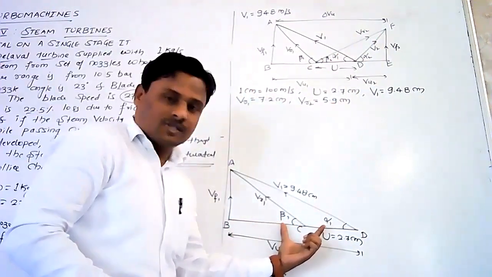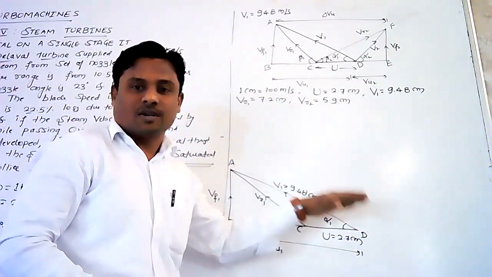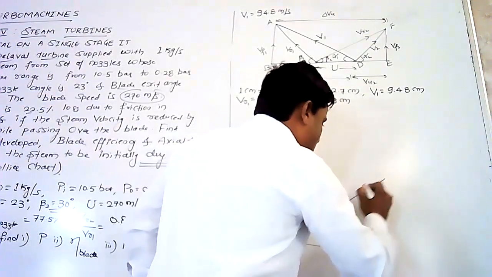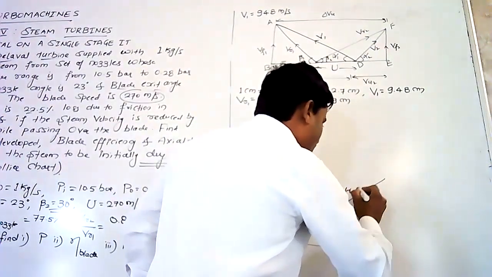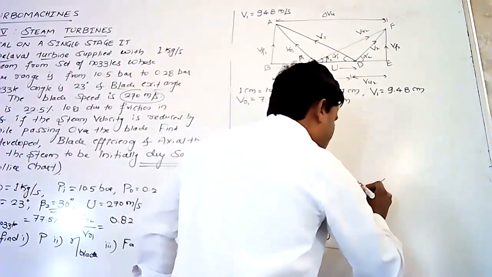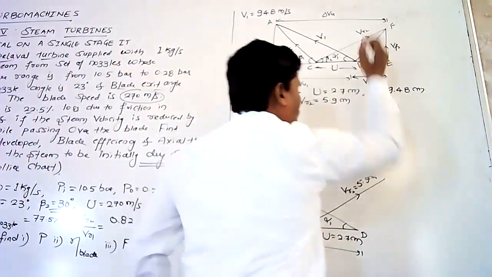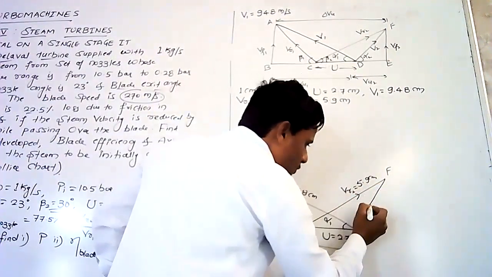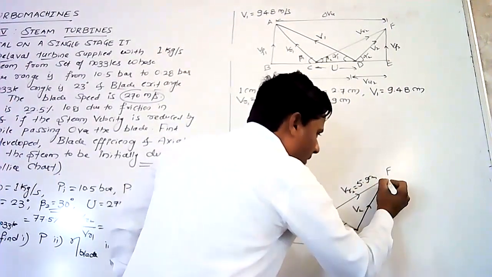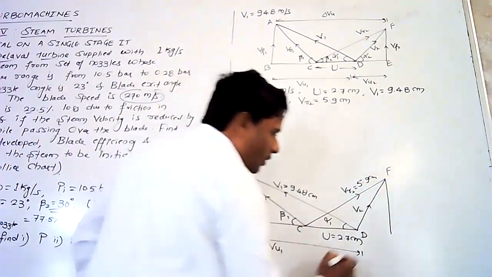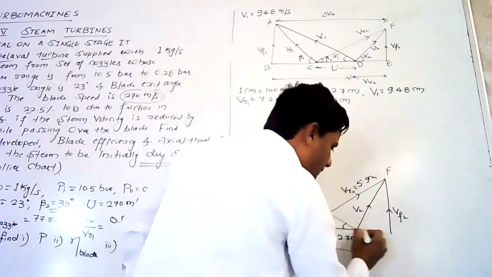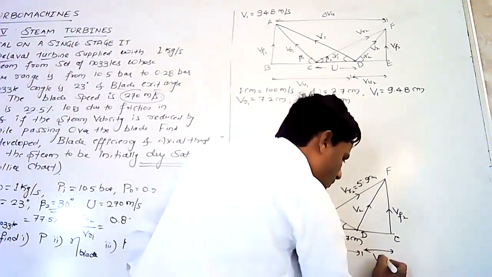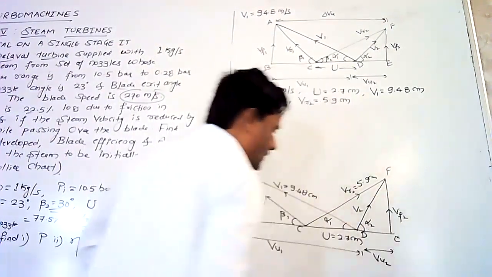So keep the protractor on point C and measure the angle in counterclockwise direction. Draw this line at a length VR2 equals to 5.9 centimeters, and of course we'll get the point F here. This is point F. Now join FD. This is V2, and from F drop a vertical line. This is VF2 here, and join DE. So this vector is of course VU2, and this angle is alpha 2 here.